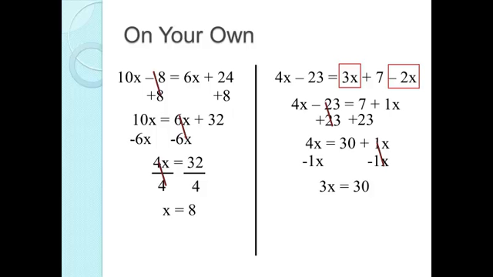We now have 3x equals 30. The final step would be to divide by 3 on both sides. The 3's will cancel, and 30 divided by 3 leaves us with the answer x equals 10.